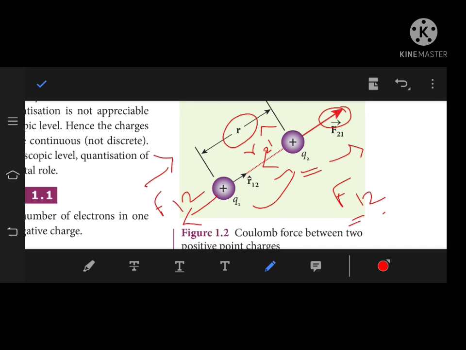Clear? So in this section, we have discussed Coulomb's law. In the following video, we will see the important aspects.